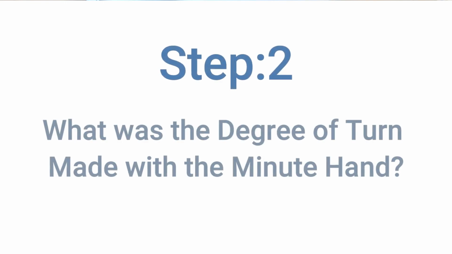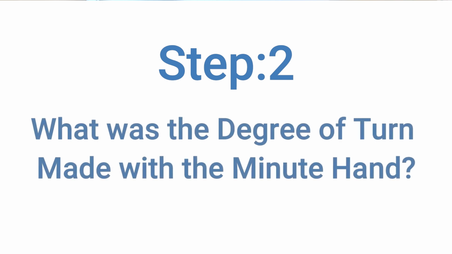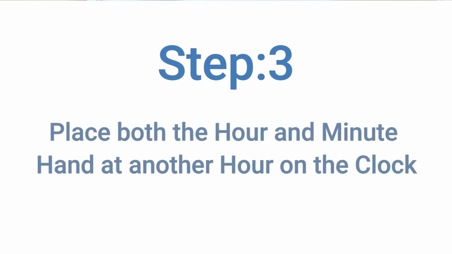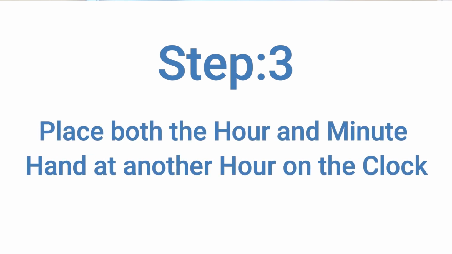Now, after which the facilitator can ask the students what is the degree of turn they just made. So we also want to know that the students understand that a complete rotation measures 360 degrees. They can build on that knowledge to determine other angles that will be formed later on in the activity. After this, the teacher can then ask the students to place both the hour and minutes hand at another hour of their choice. So you don't just want them to be using the 12th hour of the day, you want them to move around the clock.